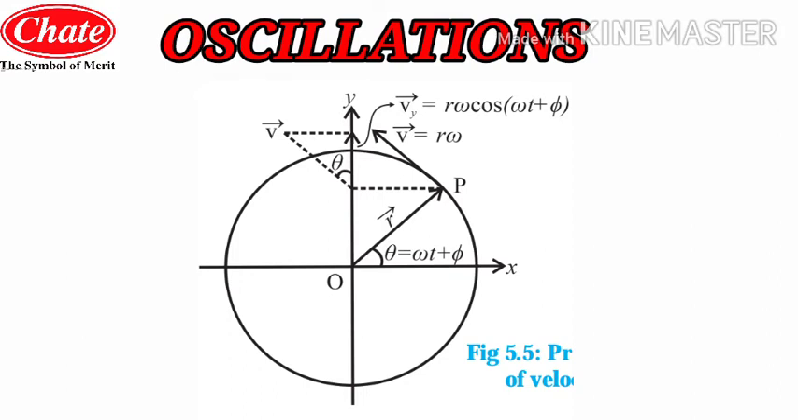Now students, like this we can take the projections of velocity also. The instantaneous velocity of the particle P in the circular motion is the tangential velocity of magnitude r omega, as you can see in the diagram. Its projection on the reference diameter will be Vy equal to r omega cos theta, that is, r omega cos of omega t plus phi. This is the expression for the velocity of a particle performing linear SHM.